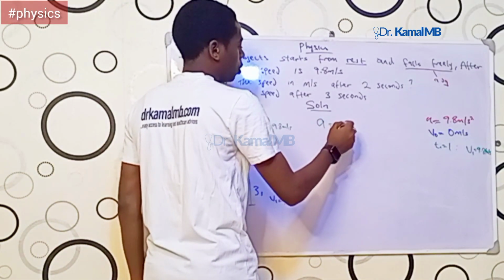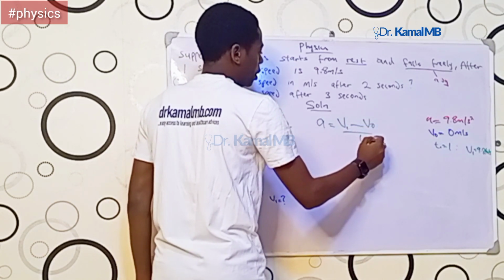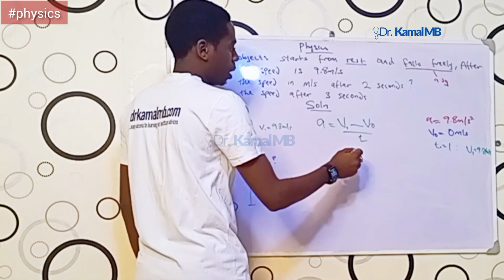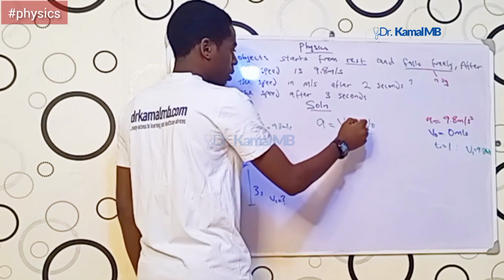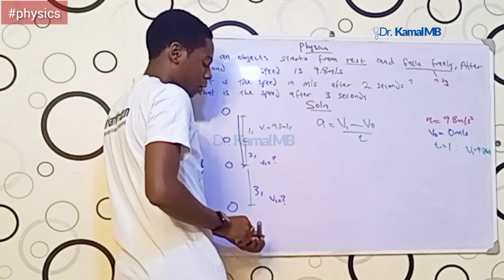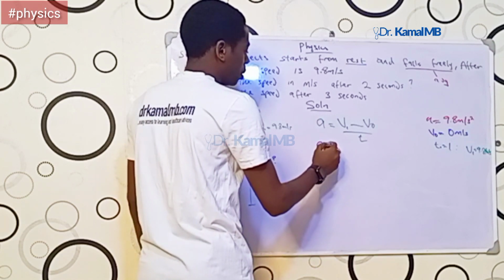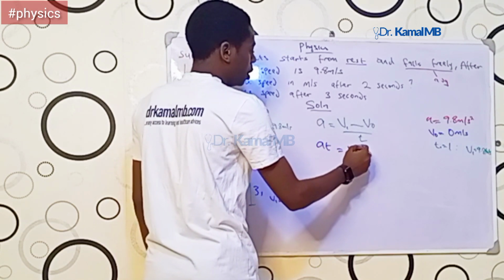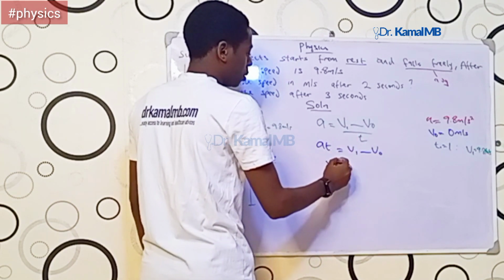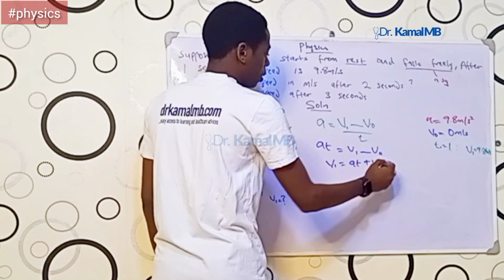So you already know our formula for acceleration. Acceleration A is equal to final speed minus initial speed all over time taken. For question A, since we are going to find v1, let's make it the subject of the formula. You see, we just cross multiply. It will give us AT is equal to v1 minus v0. And if v0 crosses over, v1 is equal to AT plus v0.